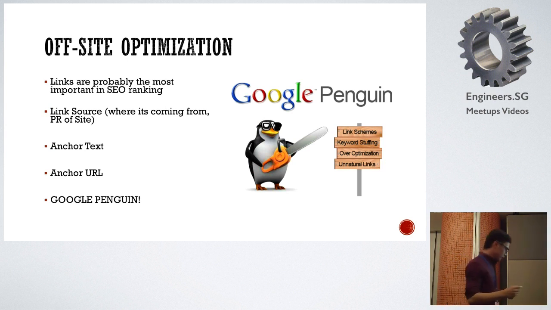Okay, offsite. So basically, we talked about on-site, where you are signaling to Google that you are talking about chicken rice. But the other point is where Google wants to see you being endorsed by relevant websites, and of course having relevant anchor tags. So I'm talking about links.